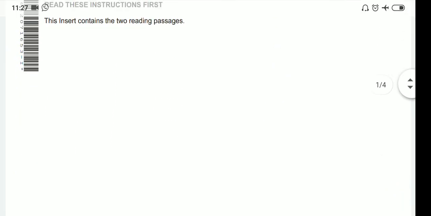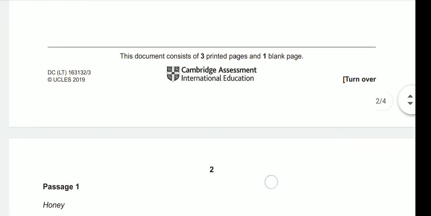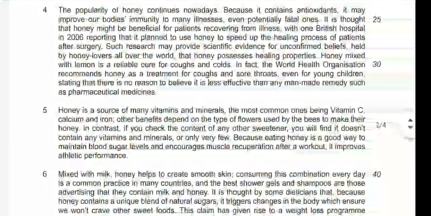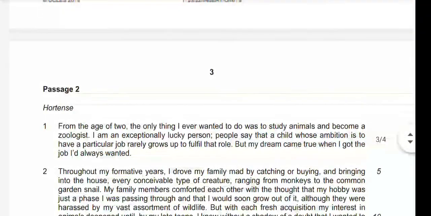This is the latest paper, October-November 2019, that we are doing. You have done passage 1, Honey, and I gave you passage 2, Hortense. Hortense is actually the name of a deer, and you must have read this passage, and you must have attempted the explicit meaning questions, implicit meaning questions, opinion and facts in the previous passage.